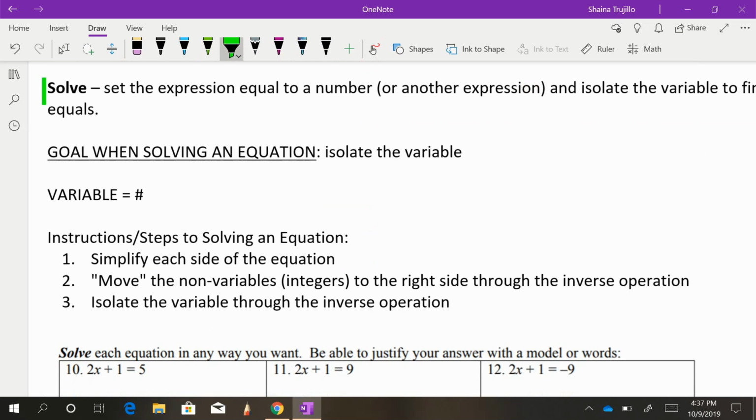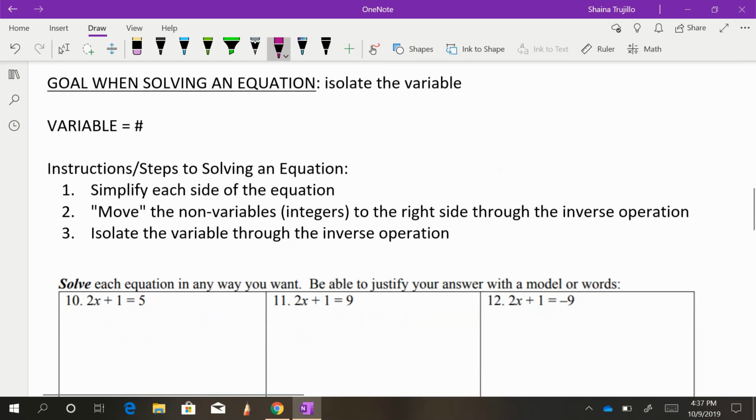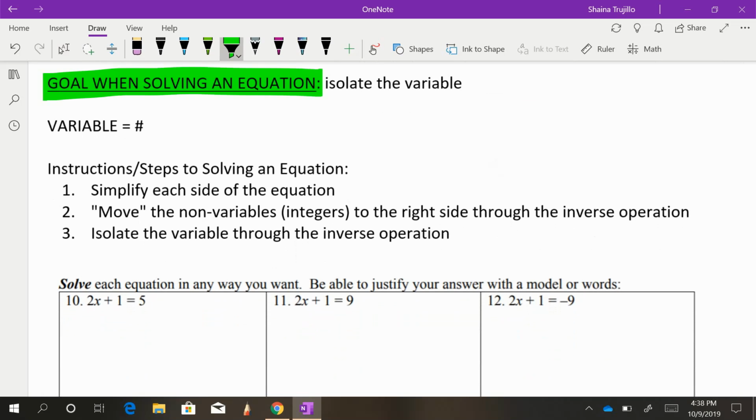Okay, now we're going to talk about the vocabulary word solve. To solve something means that we set our expression equal to a number or another expression when we get to our 8th grade math, and we try to isolate the variable to figure out what it equals, okay? This is what we often think of when we say solve or evaluate, but solve is the correct term. So here is our goal when we're solving an equation.